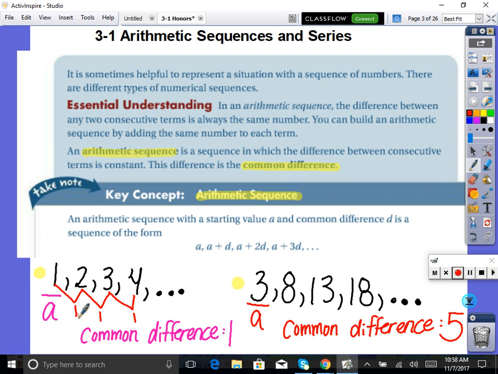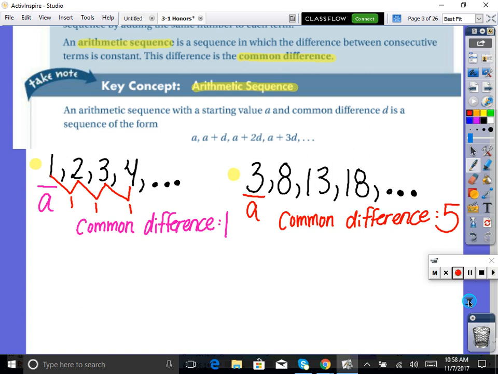So everybody, look at this one. Is it arithmetic is my question. So 18 minus 13 is? 13 minus 8 is? And 5. So it is arithmetic because we are adding 5 each time. There's a common difference of 5.